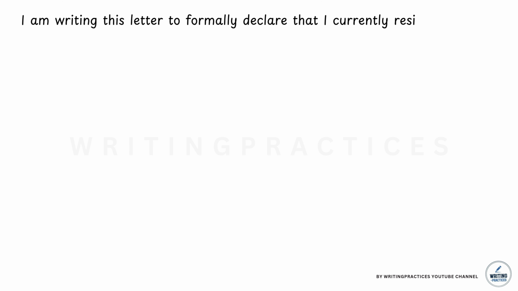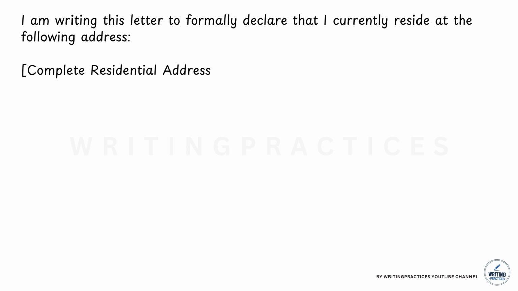Opening paragraph. Now state your current residential address. For example, I am writing this letter to formally declare that I currently reside at the following address: 1847 Oak Ridge Lane, Portland, Oregon 97205, United States. This opening paragraph clearly states the purpose of your letter and identifies the residential address you are declaring. Be sure to provide your complete address exactly as it appears on your official records, since even small errors may cause delays when your residency is being verified.